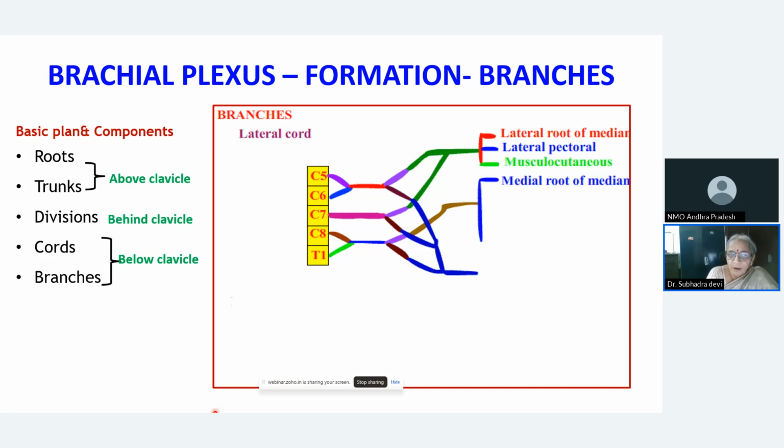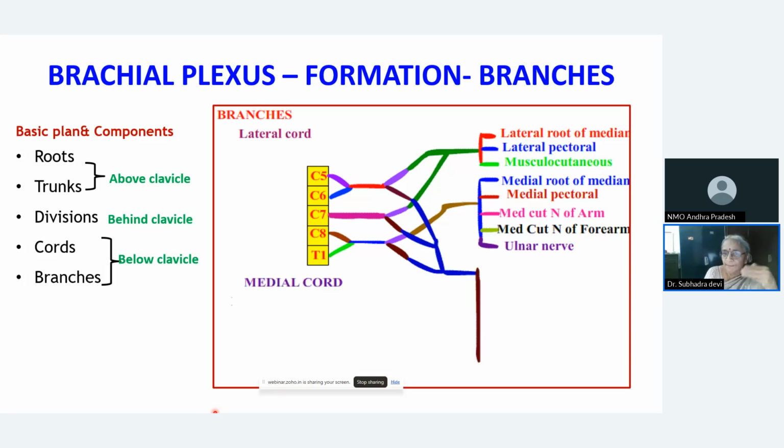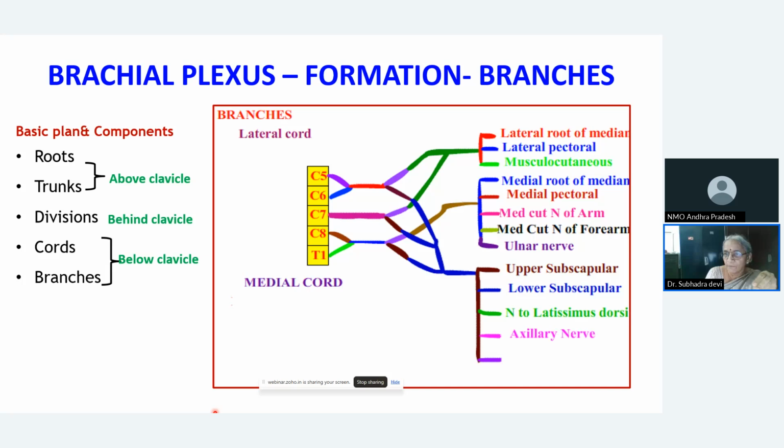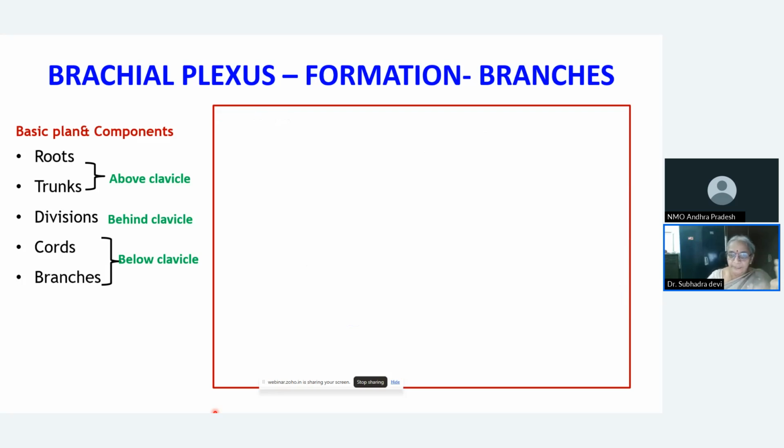each of these cords you can remember as follows. There are 3 branches from the lateral cord: the lateral root of median, lateral pectoral and musculocutaneous. The branches from the medial cord are the medial root of median, medial pectoral, medial cutaneous nerve of arm and forearm, and the ulnar nerve. Then the branches from the posterior cord are 5 in number: upper and lower subscapular, the nerve to latissimus dorsi, and the axillary and radial nerves.